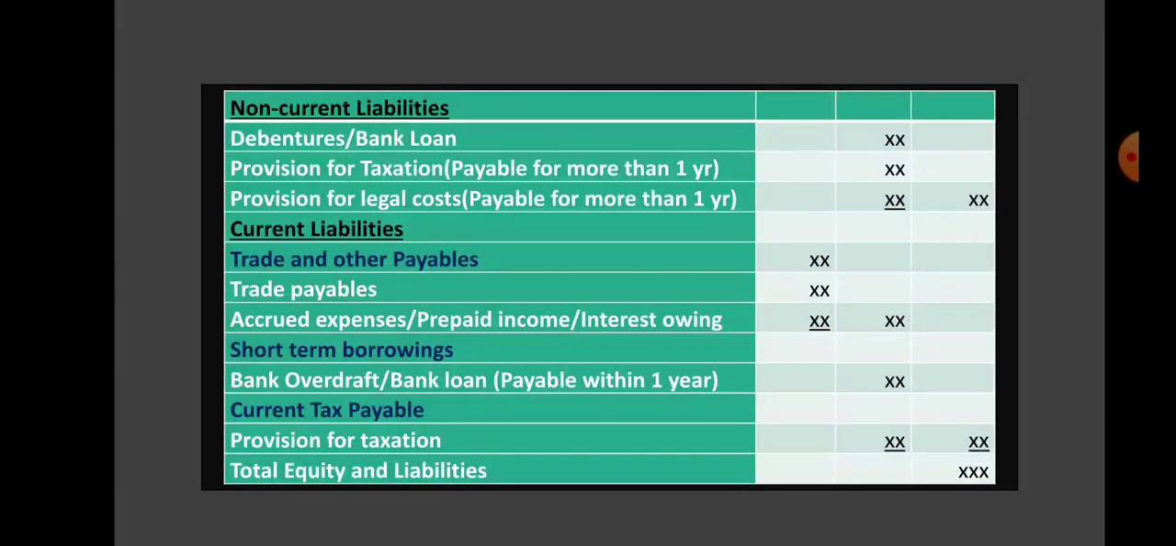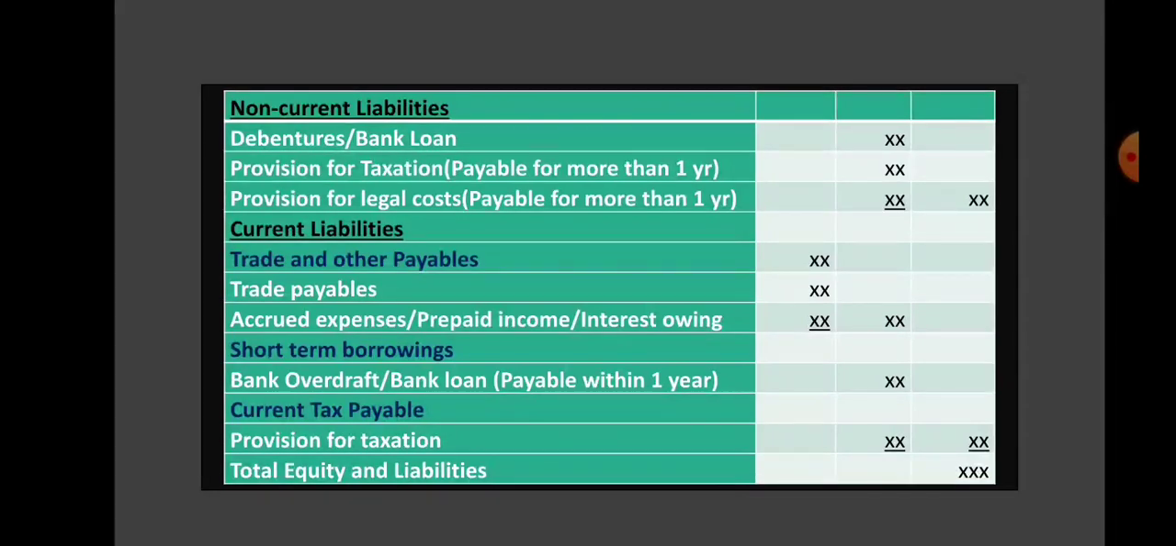But there are some taxes which can be paid after more than 1 year, so they will come under non-current liability. And the legal costs are usually for more than 1 year, so they would come under the non-current liabilities section. However, you should be able to identify, or if it is given in the question, you have to take accordingly, whether it is falling within 1 year or more than 1 year.